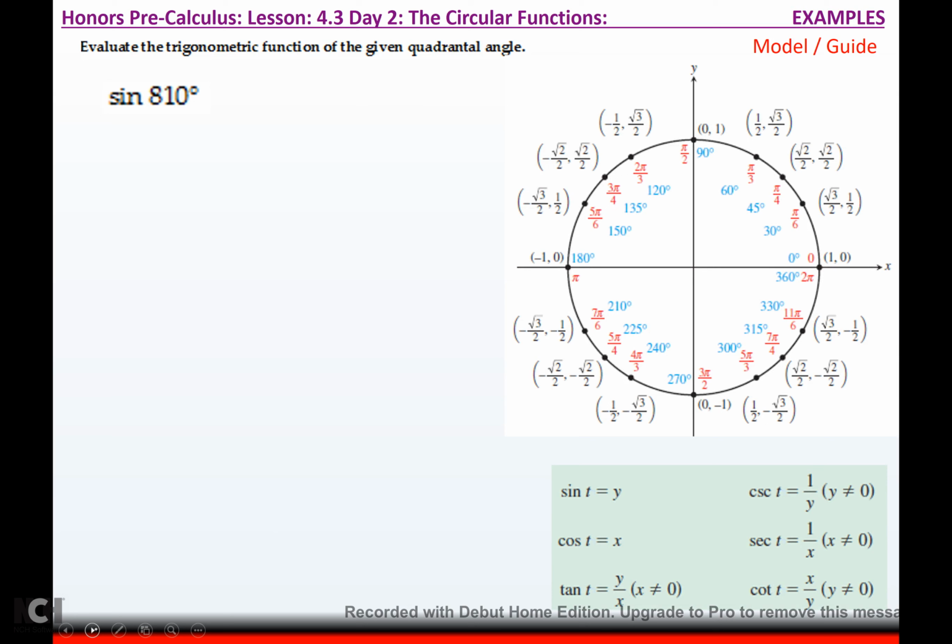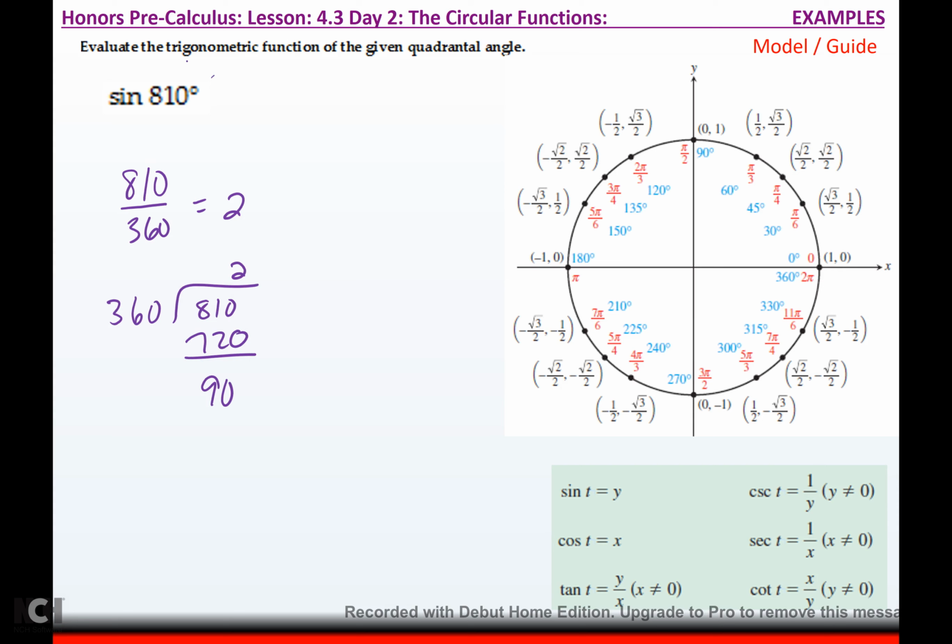Well, I got to figure out how many 360s are in there. So if I take 810 and I divide it by 360, 810 divided by 360 goes 2.25 times. Well, that means it goes in there a total of 2 times. 360 times 2 is 720. 810 take away 720 is 90 degrees.